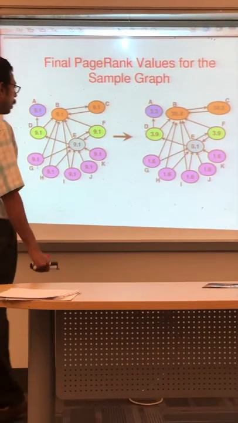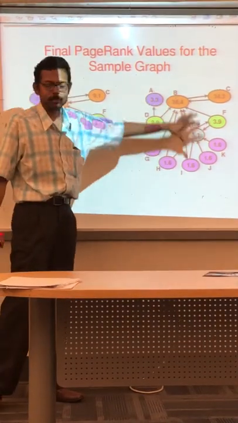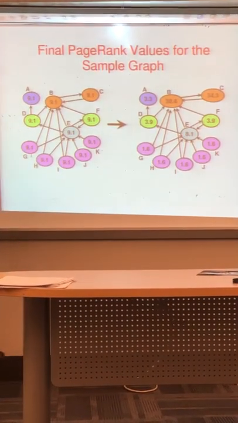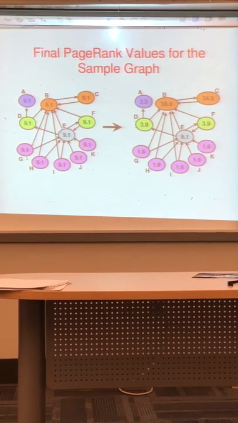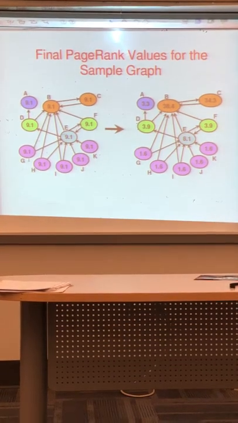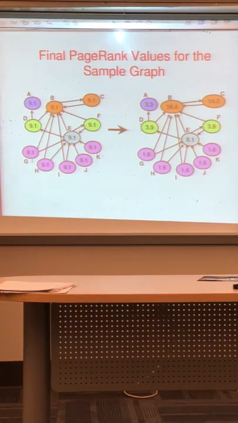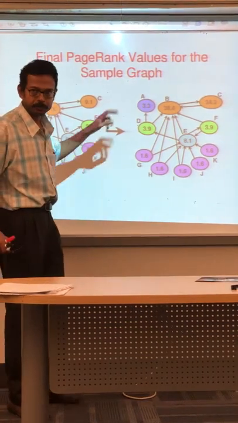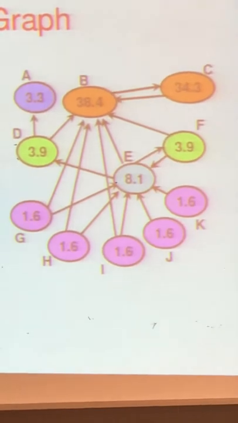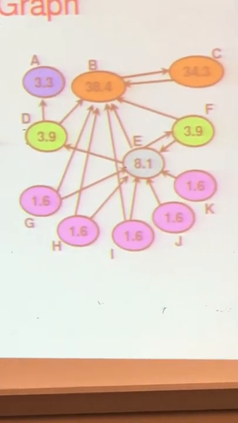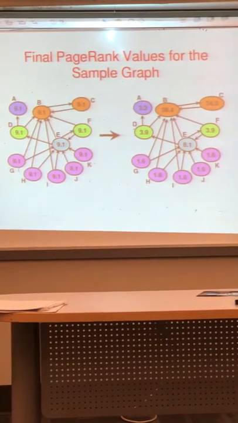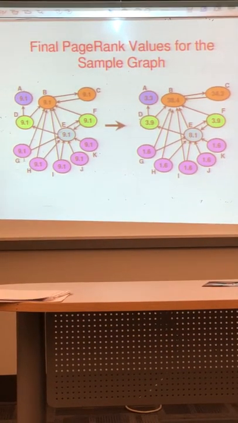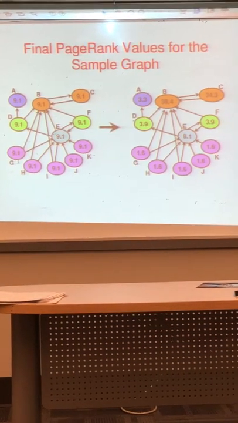When you stop for this graph, these are the page rank values for the vertices. Again, page rank is a probability basically, so the sum of all the page rank values of the vertices should add up to 100. You see page rank of B is the largest, 38.4. So this is probably the most visited, most preferred page based on the incoming links. You will be computing this in parallel. Just wait for some time, we'll go through the example for the iterations.